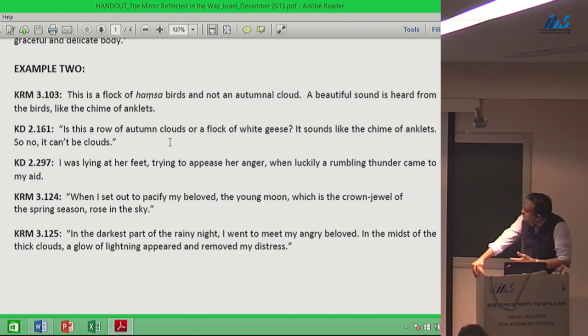So I thought something similar was happening with this example in the Kavirajamarga, where I've flipped it. The first Kavirajamarga verse, the verse in chapter 3, 103, is: "This is the flock of Hamsa birds and not an autumnal cloud. A beautiful sound is heard from the birds, like the chime of anklets." And this is very similar to the Kavyadarsa verse, which Yigal translates as: "Is this a row of autumn clouds or a flock of white geese? It sounds like the chime of anklets. So no, it can't be clouds."